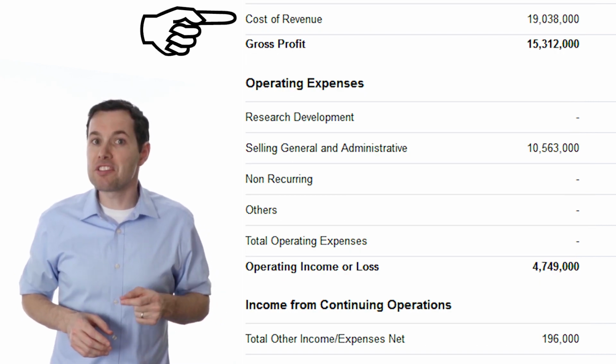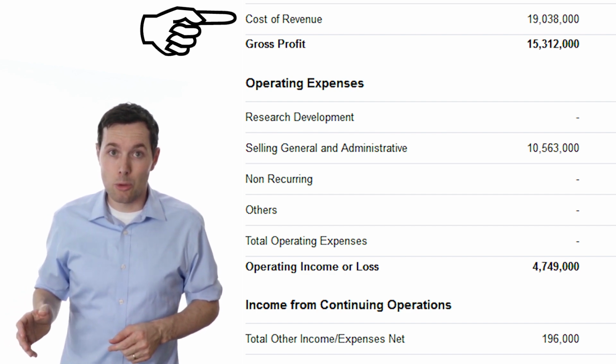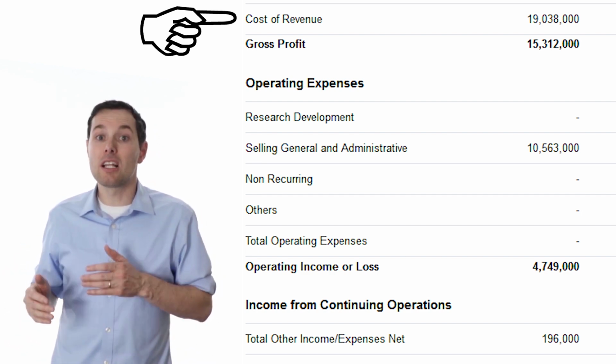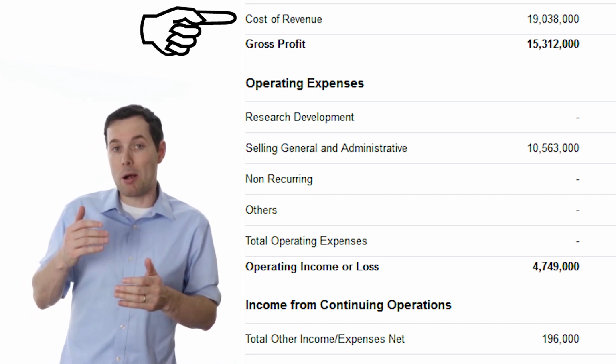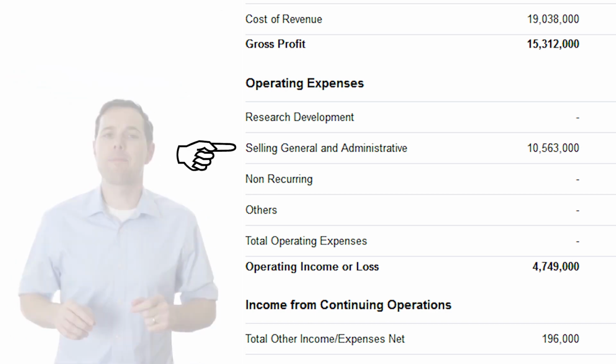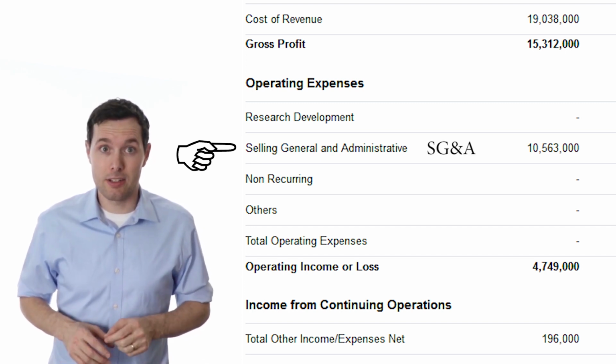Now for this walkthrough, this isn't terribly important, but if we were comparing Nike to a competitor, we'd want to know how that competitor classified research and development, so we could be sure that the ratios could be properly compared to each other. Okay, on to selling, general, and administrative, often called SG&A.